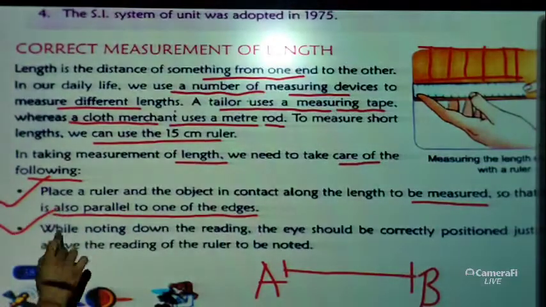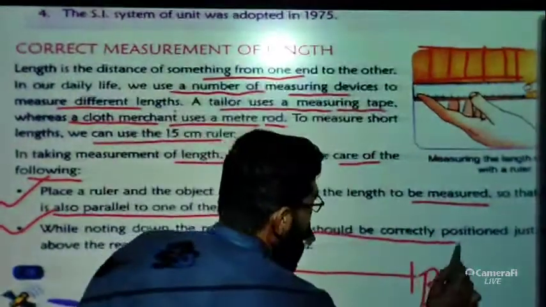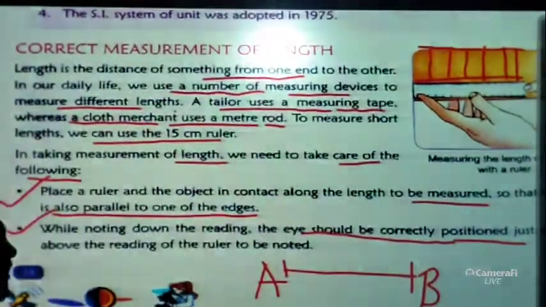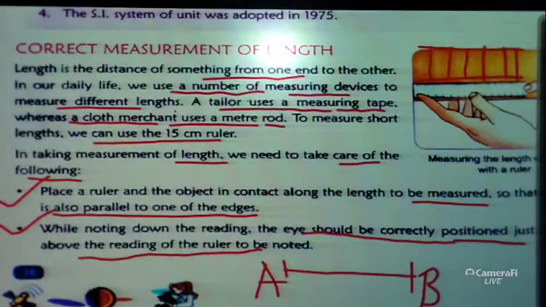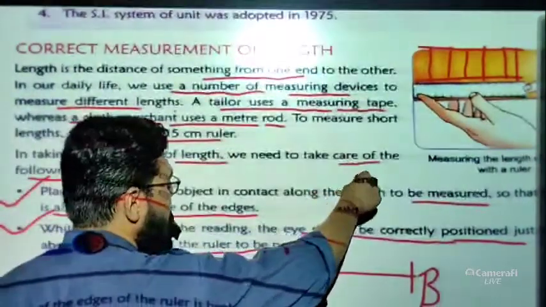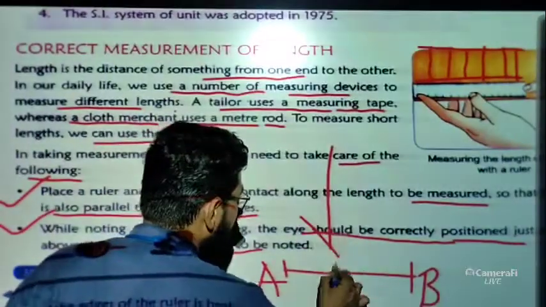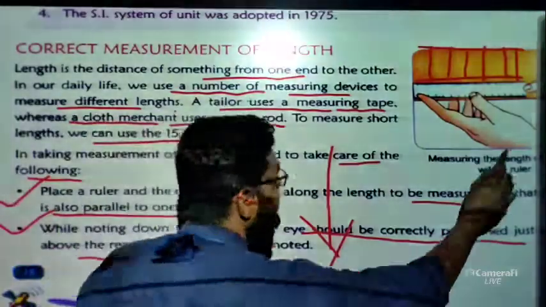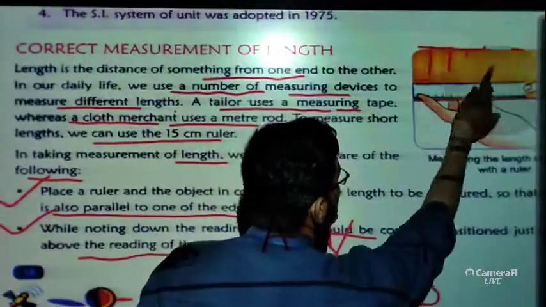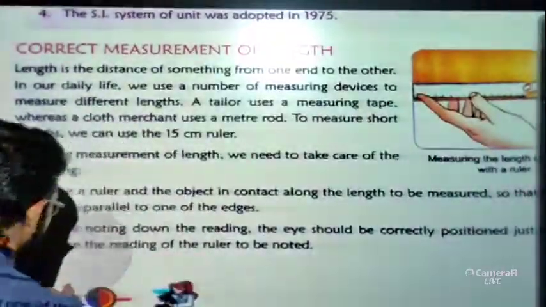Second thing is that while noting down the reading, the eye should be correctly positioned, just vertically above the reading of the ruler to be noticed. That means our eye should be vertical, not on this side. So our eye should be vertical on the point which we are going to take. Now, what is the next point? Let us discuss.